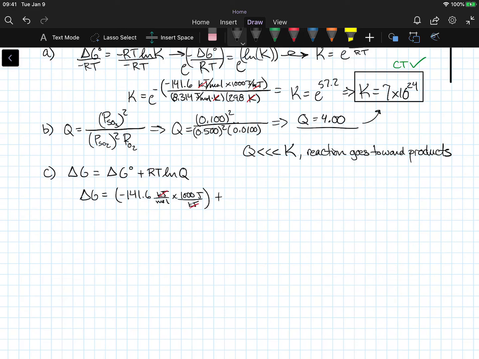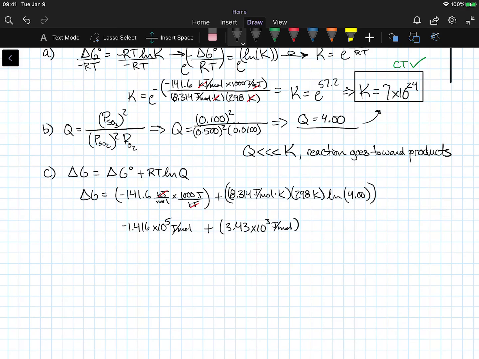And this gets added to RT ln Q, so R is 8.314 joules per mole Kelvin, which is why I changed it to joules, times 298 Kelvin. Those were the conditions. It told us 25 degrees Celsius, but that's 298 Kelvin. And then natural log of Q, which in the previous problem, Q was just 4.00. So we can just plug all those in together. What we end up with is negative 1.416 times 10 to the 5th joules per mole plus 3.43 times 10 to the 3rd joules per mole. And this is delta G.